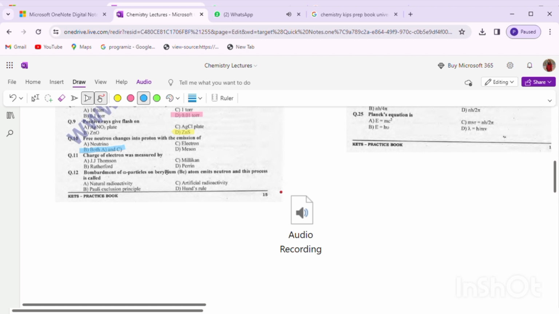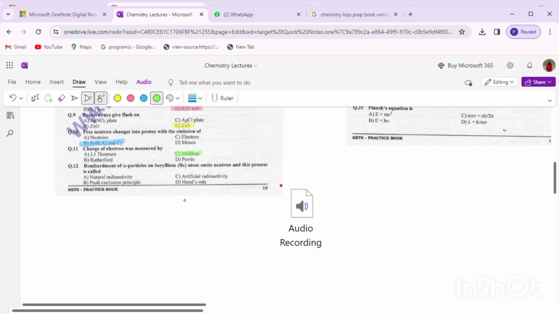Now 11th, charge of electron was measured by. Who measured the charge of electron, right? We know that Millikan measured the charge of an electron. Millikan measured the charge of an electron by the oil drop experiment. By Millikan's oil drop experiment, we have got the charge of an electron.